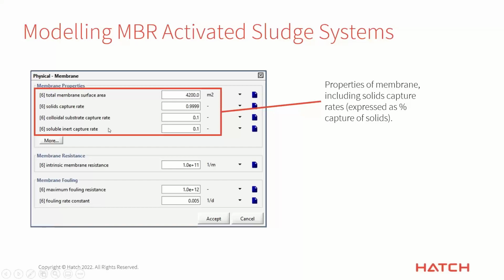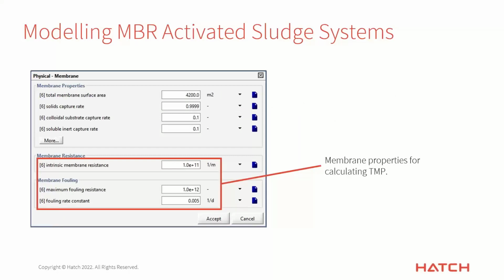So what we're saying here is we're actually going to capture colloidal substrate and potentially some soluble inert material, but you'll notice by default it's only at 10%. It's at a much smaller rate than what you would normally have. This is where you could try to calibrate your model for the membrane performance. But usually I don't find that we have to alter these settings, the capture rates, very much.